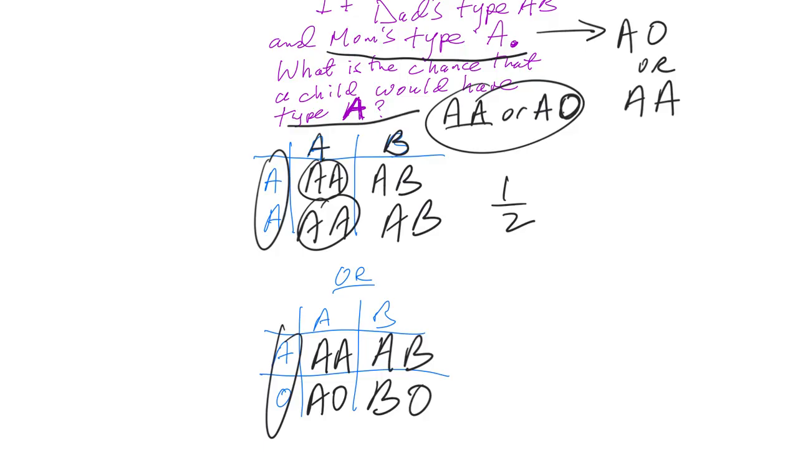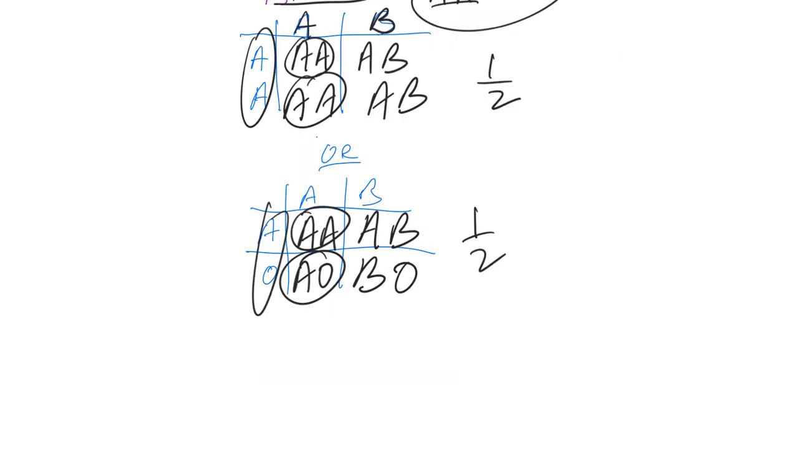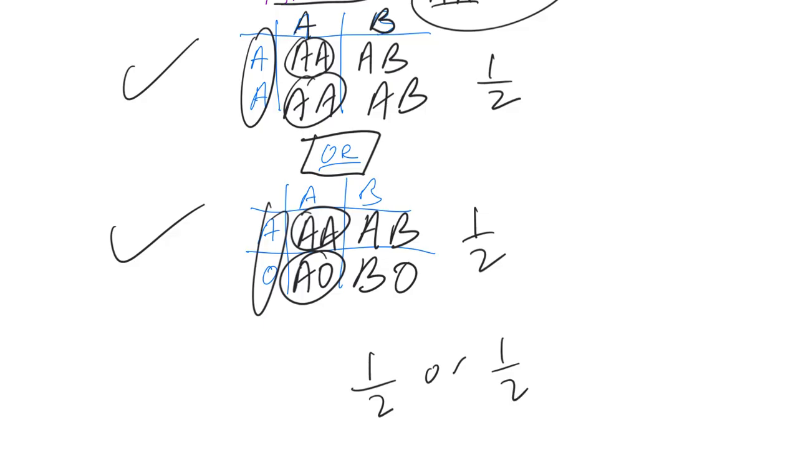What's the chance here of getting AA or AO? We got one here, we got one here, but I don't count the others because they're not type A. So that'd be 1/2. Because it's an or situation, not and, you're not going to have this cross and that cross happening at the same time. So you say 1/2 or 1/2. Basically 1/2, 50% of the kids are going to be type A blood.